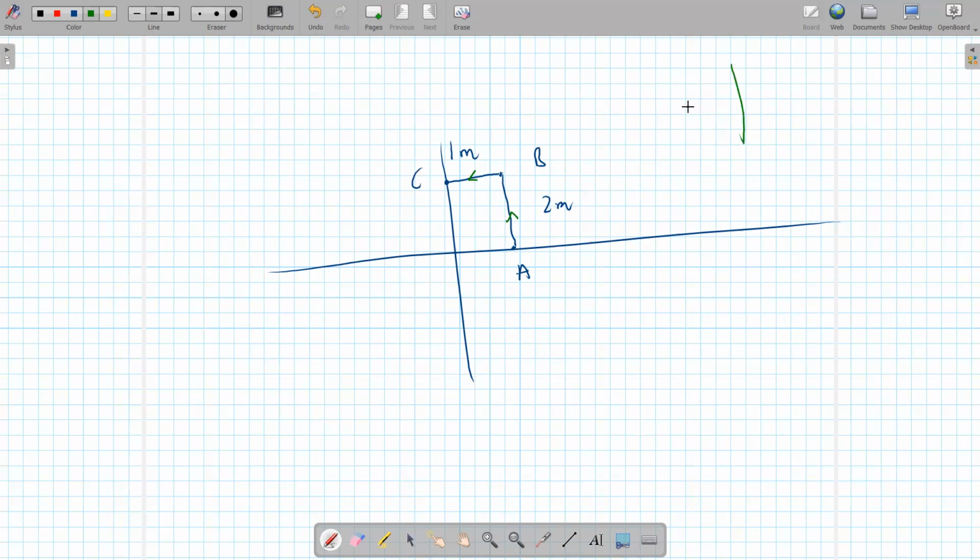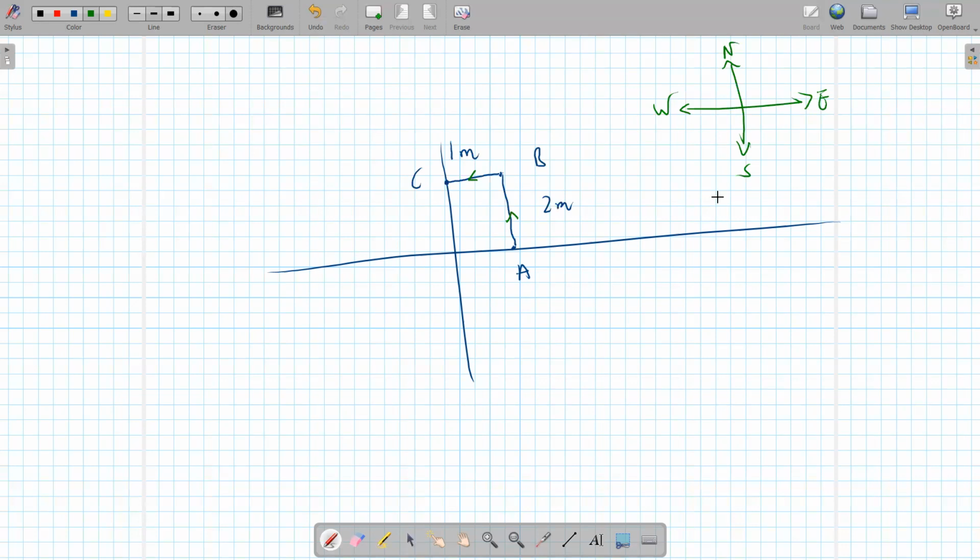Do you know what a compass looks like? What's the top part of a compass? North. What about the west? I mean, I gave it away. The left part is west, the right part is east. Down is south, right? What's the distance from A to B? 2 meters. What's the displacement from A to B?